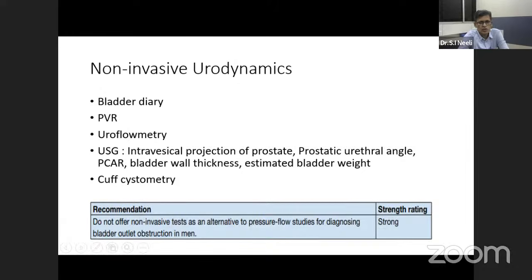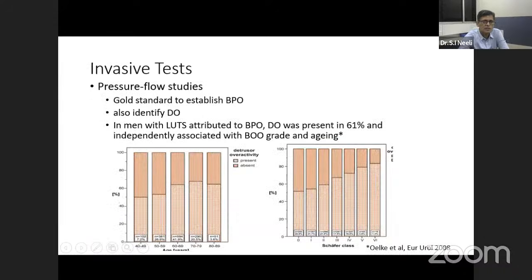The EAU does not offer non-invasive tests for assessing lower tract symptoms. Then comes the invasive test, the commonly utilized pressure flow studies, which is the gold standard to establish benign prostatic obstruction. It also helps us in identifying detrusor overactivity. Now, in men with lower tract symptoms attributed to benign prostatic obstruction, detrusor overactivity is identified in 61%, independently of the grade of obstruction. So as the age advances, or as the severity of the obstruction increases, the amount of detrusor overactivity keeps on increasing.